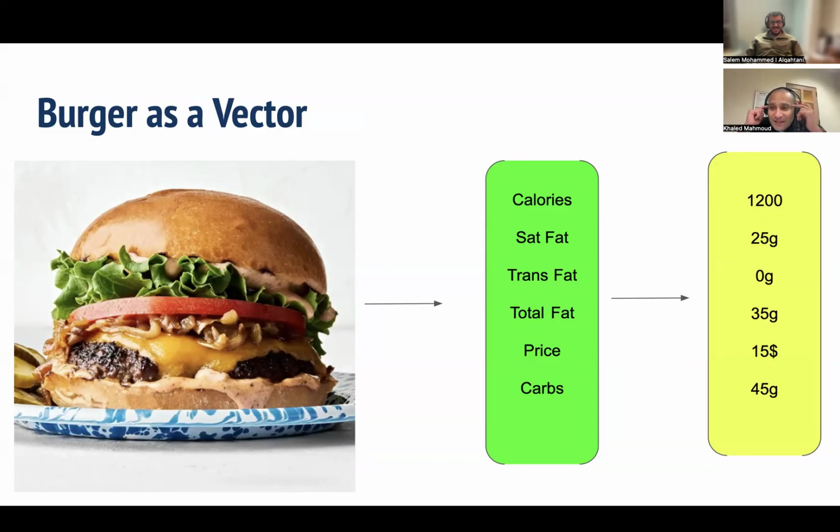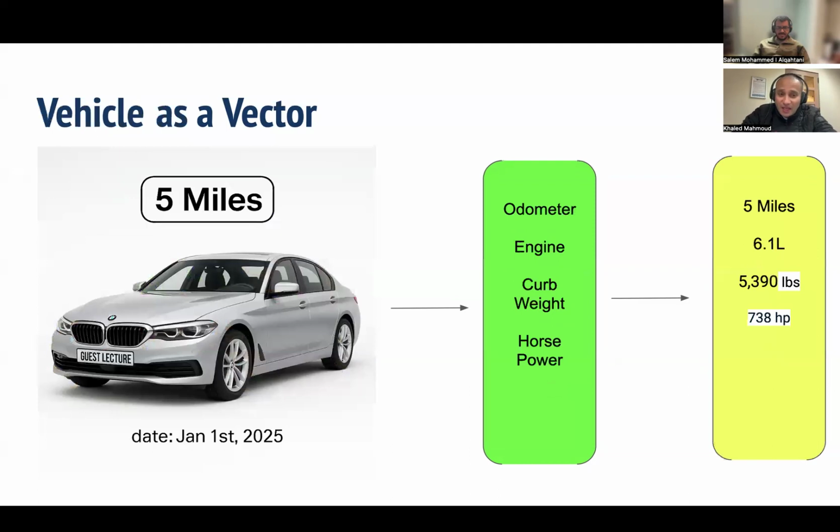He will automatically in his mind make a vector and imagine calories, saturated fat, trans fat, total fat, price, and carbs, and then put these numeric attributes of the burger in a vector. Again, what might Dr. Salim see this as? A Mercedes? I'm pretty sure Dr. Salim is a good driver because we've hung out a lot and driven a lot together. So what might Dr. Salim see this as? A car. Someone might see this as a vector. Automatically, his mind will imagine a vector with an engine size, curb weight, and horsepower.